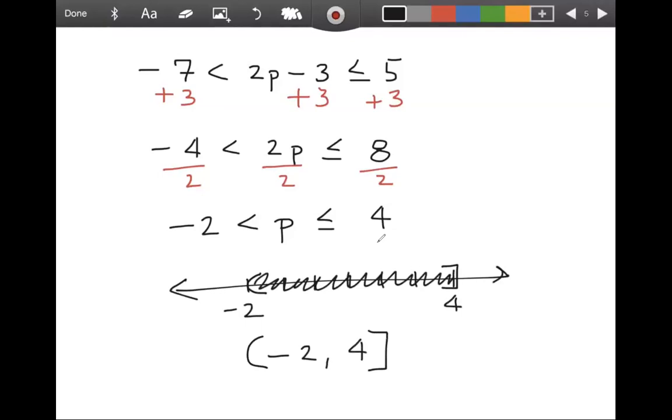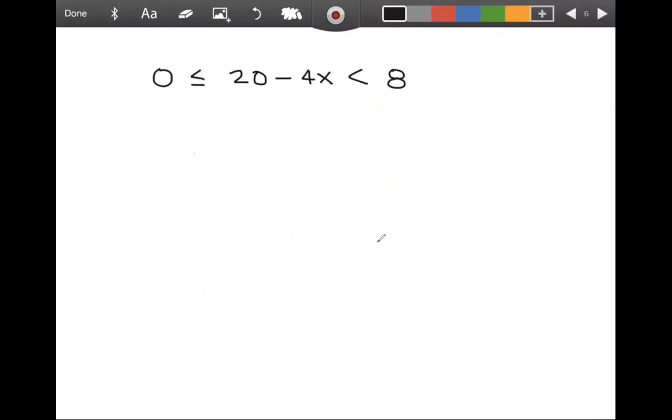All right, last example in this batch. 0 is less than or equal to 20 minus 4x is less than 8. I will start by subtracting 20 from all three parts.